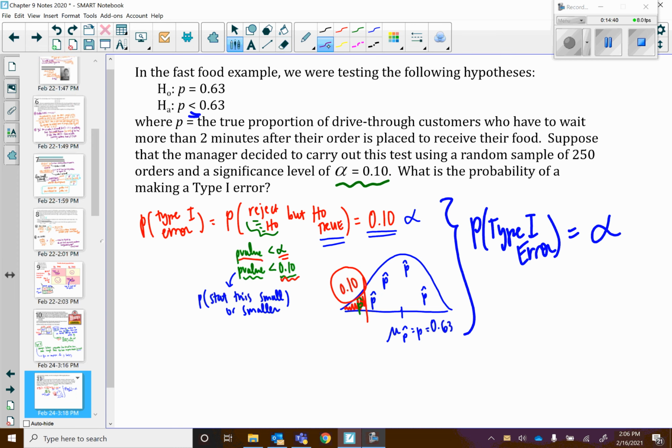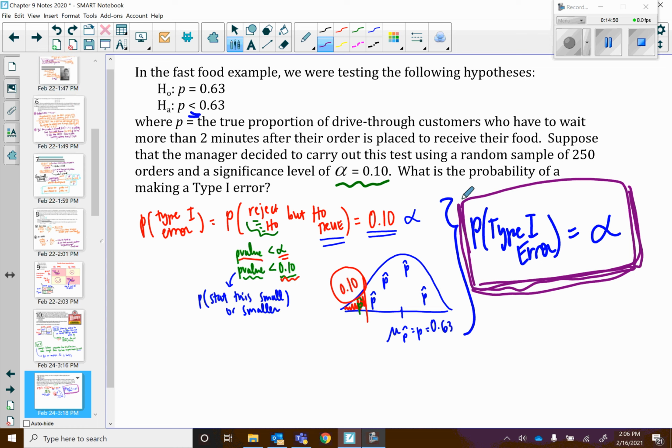And so that's why we might change our significance level. If I don't want to make a type 1 error, then I will make my significance level smaller. I will reduce the chances of that happening. If I think a type 2 error is worse, then a higher significance level isn't as bad. So the probability of a type 1 error is equal to our significance level.